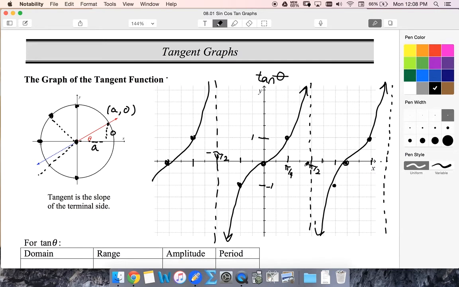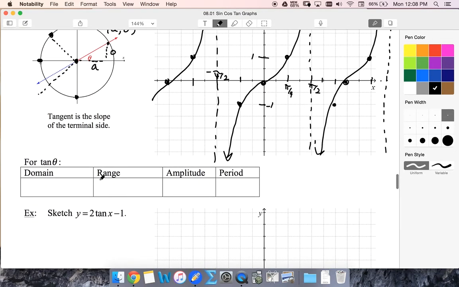So notice here's my full period. It goes from negative pi over 2 to pi over 2. So a period is 1 pi. So I'm going to fill that in first. Period is 1 pi. My range, we're going negative to positive, so y element of reals. And my amplitude doesn't exist. I go from negative infinity to infinity. So not applicable.